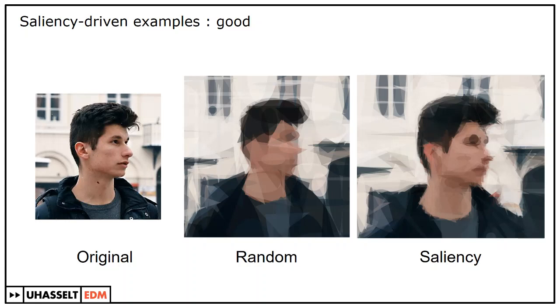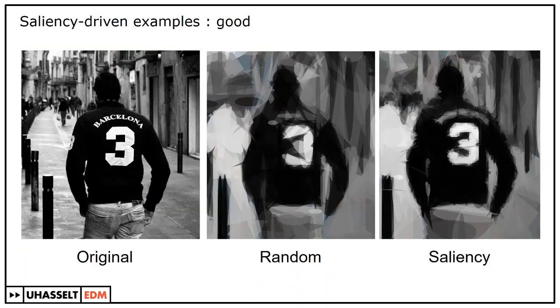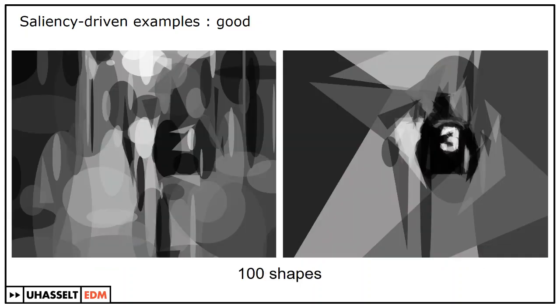But the difference is even worse, or even better, I should say, if we go to a lower amount of shapes, where on the right you have a much clearer indication of what the person actually looks like with these low amounts of shapes. Another good example is here. Even though we cannot see the text Barcelona even in the saliency information, the letter 3 is much more clearly visible. Again, not very impressive in the 500 shape scenario, but in the 300 shape scenario, in the 100 shape scenario, it's actually arguable that the left image is not even a very good placeholder at all.